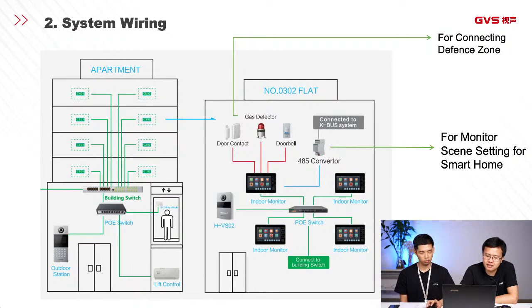Let's see the right side. This part is about the individual home. So how can we have very smart home features by connecting some more sensors? You can see from the topology that we can connect door contacts, gas detectors, and doorbell buttons to the indoor monitor. That's the interface to connect the sensors.